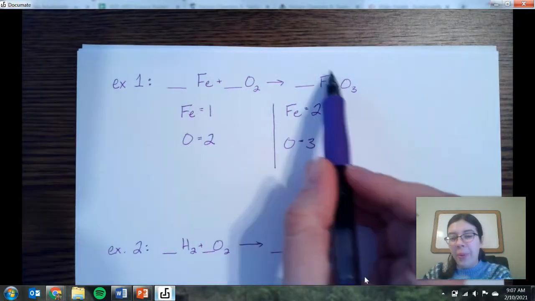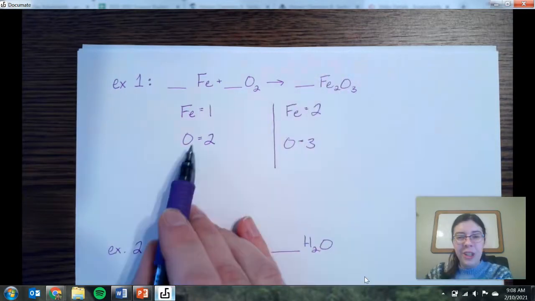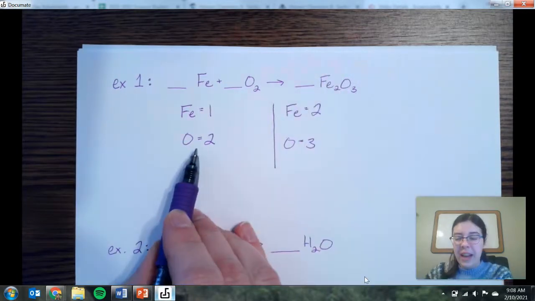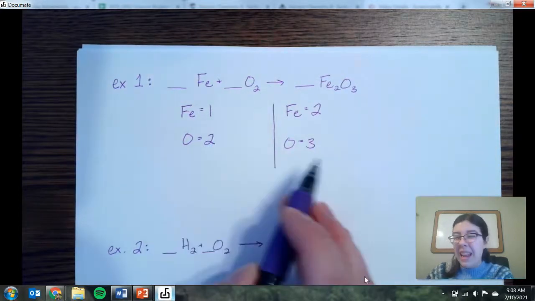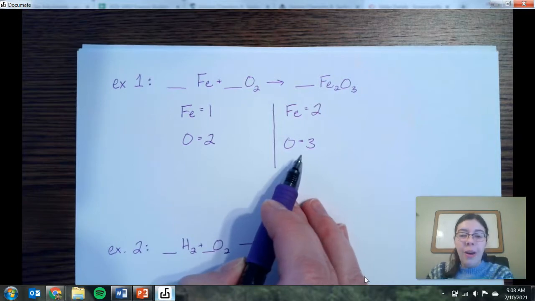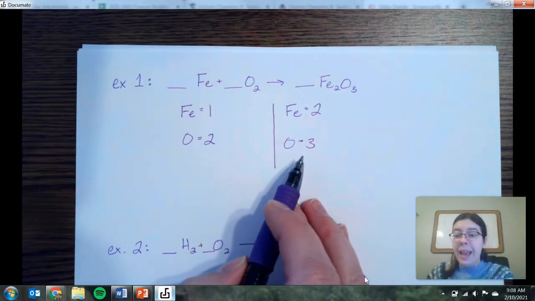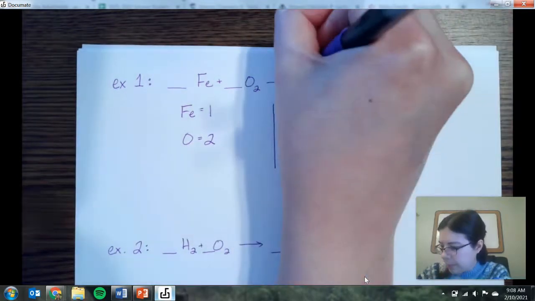So I'm going to go ahead and start on the product side. If I look here, I see that oxygen has 2 on the left-hand side, and I know anything I multiply by 2 is going to be an even number. So I want to get an even number of oxygen on the product side as well. So always start with small numbers. Don't jump to 10 if 2 will work. So in this case, we're going to put a 2 right there.